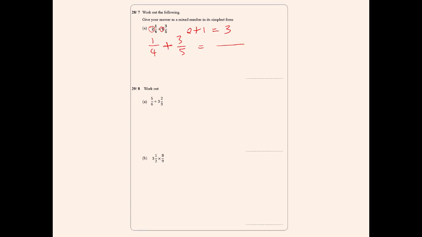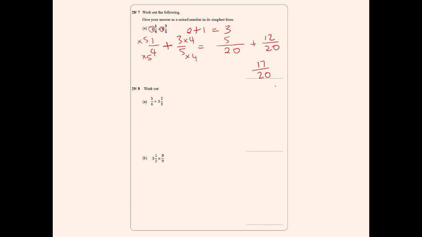Find a common denominator, 4 and 5. Common denominator is 20. Basically just a lowest common multiple. Now what did I do to 4 to get to 20? I multiplied that by 5, so multiply the numerator by 5 as well. So 5 times 1 is 5. What did I do to 5 to get to 20? Multiply by 4. So times the numerator by 4 as well. 4 times 3 is 12. 5 add 12 is 17 over 20.